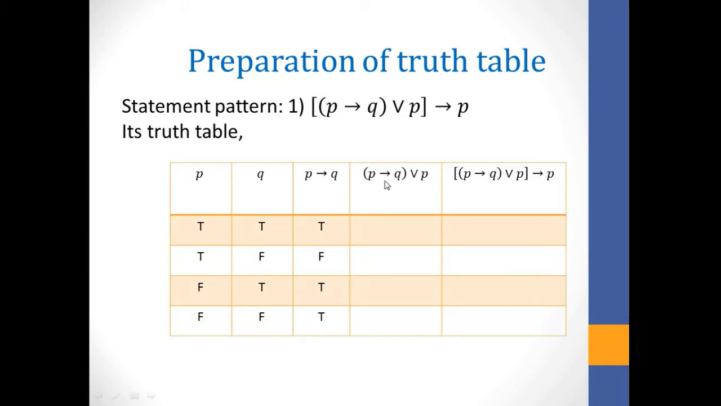Now column number 4 is (P implies Q) or P, meaning this column or P. T or T is T. Then F or T is T. Then T or F is T. And the last one, again T or F, is also T. So column number 4 is completed.